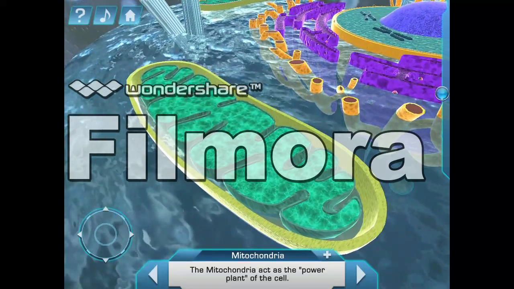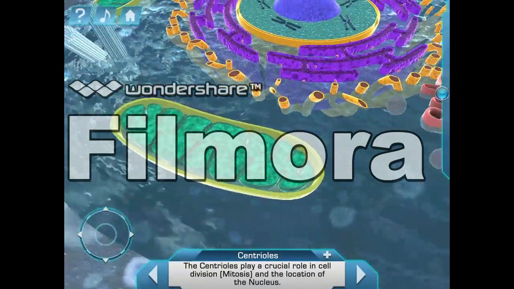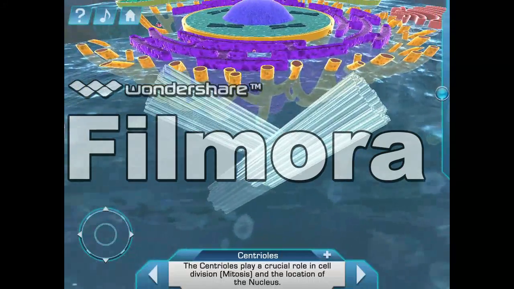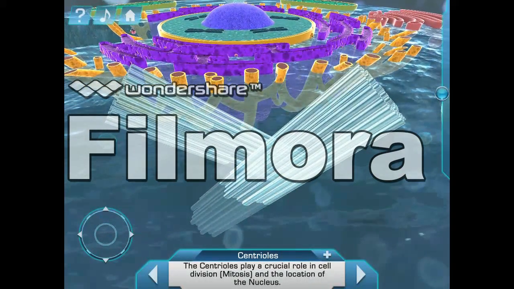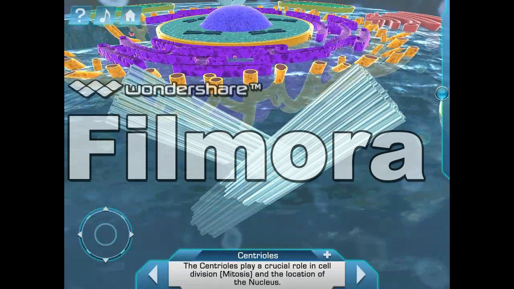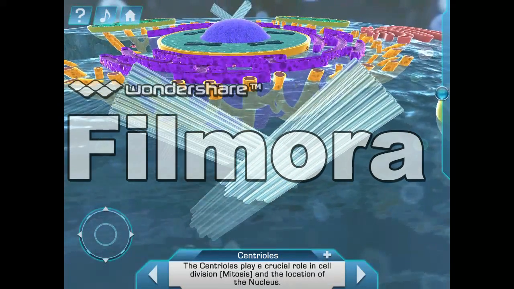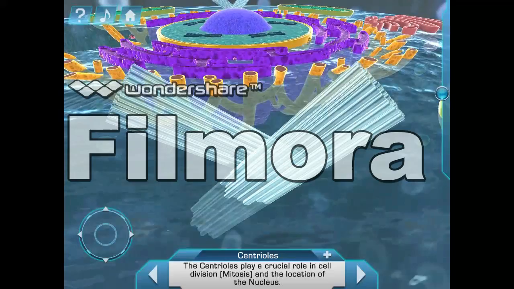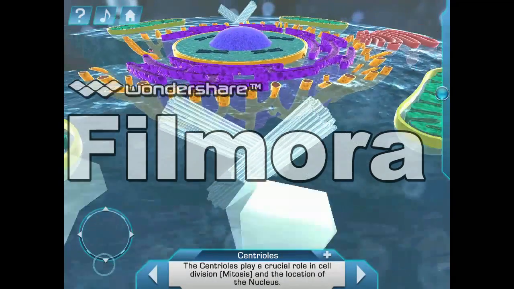And finally, we are going to take a look at centrioles. Centrioles are made of microtubules like the cytoskeleton, and they form mitotic spindles, which are used to separate replicated DNA into the mother and daughter cells during mitosis.